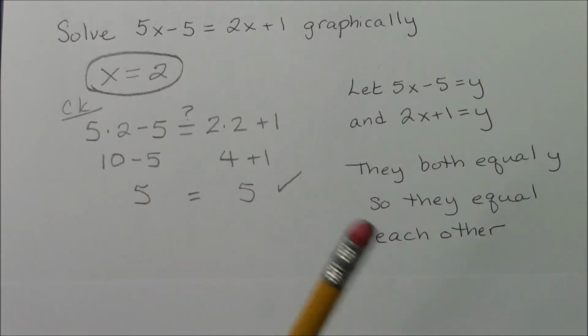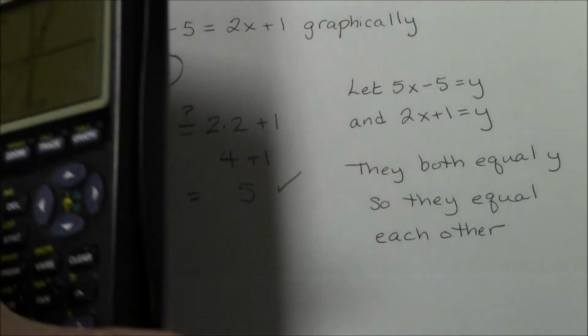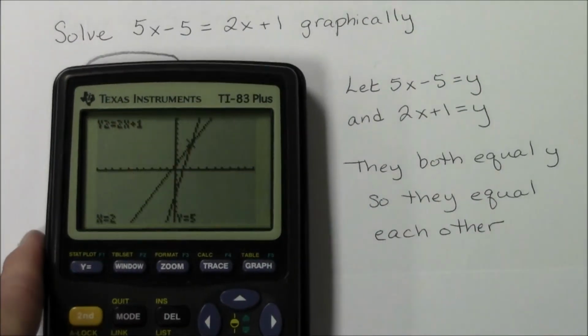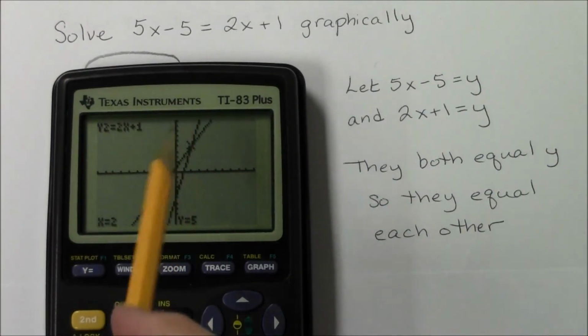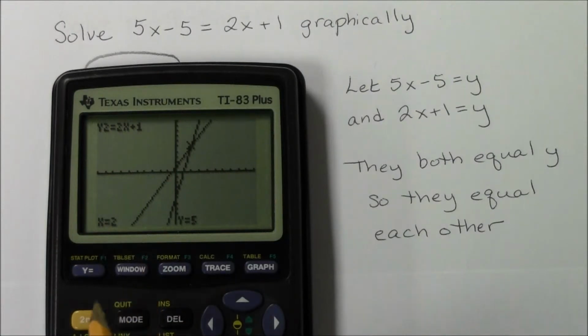So x equals 2 is our solution, solving it graphically using the graphing calculator. Once again, once you go through that process, second, calc, option 5, enter, enter, enter, you get x equals 2, and that's your solution.